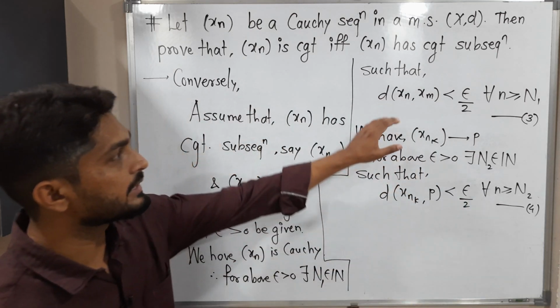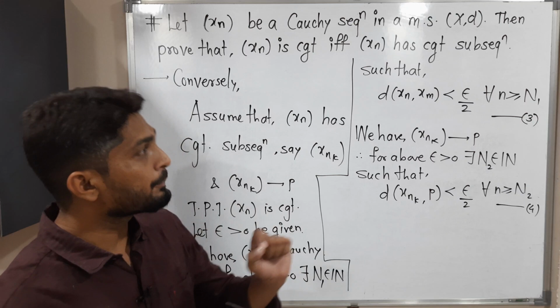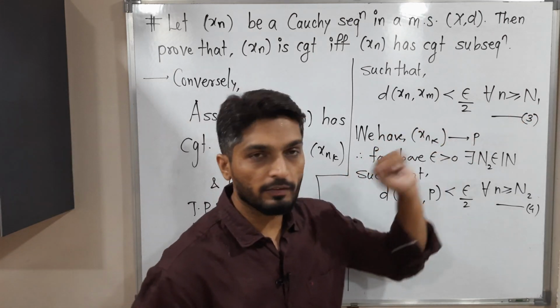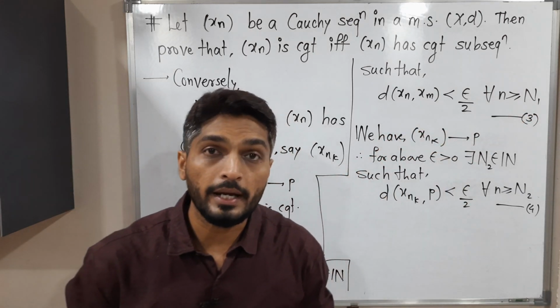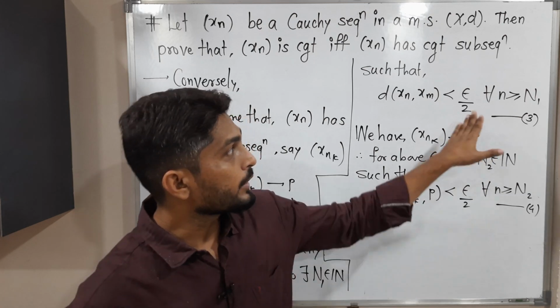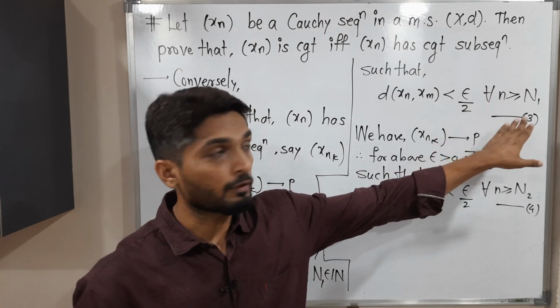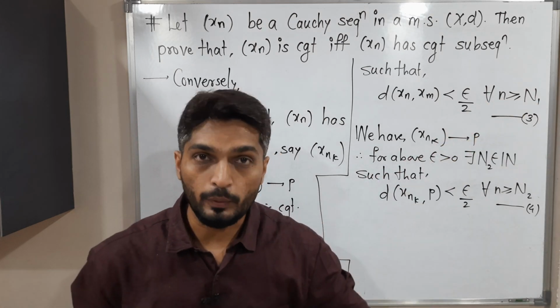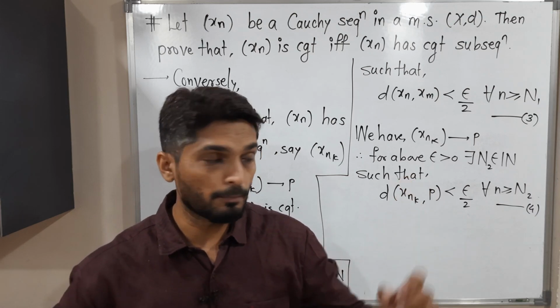So, now we have these two inequalities. But the problem is that the first is true for N1 and the second is true for N2. So, it will work for capital N1, all n greater than or equal to N1, which is one fixed natural number.